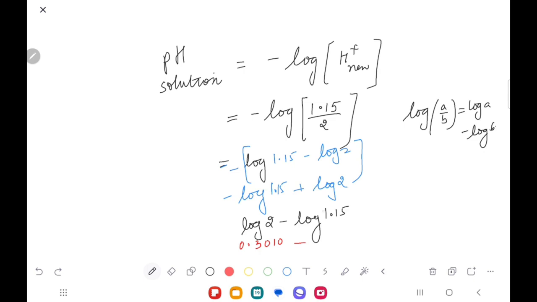What would that be? You have to calculate that. Using the calculator, you can calculate log 1.15 and simply solve this to get my value of pH of the solution. Understood or not? Yes. Any doubts up till now?